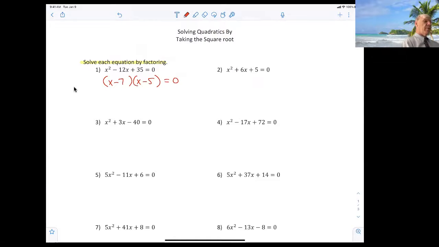All right, now to solve it, we set the factors equal to 0. X minus 7 equals 0. X minus 5 equals 0. So x is either equal to 7 or 5. Beautiful. That's it. I know, that's the end. So we're just factoring.